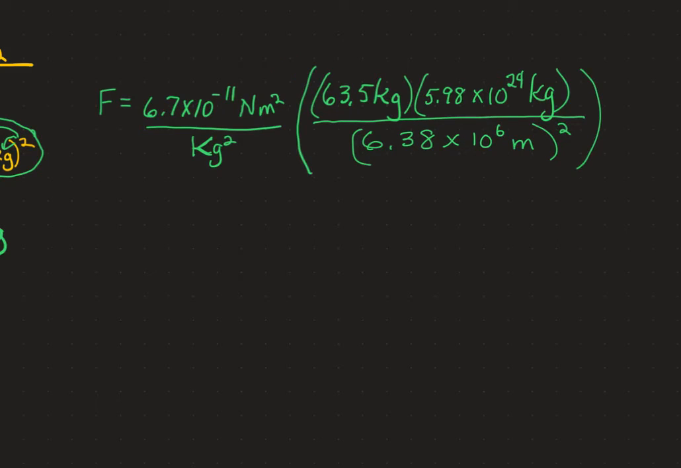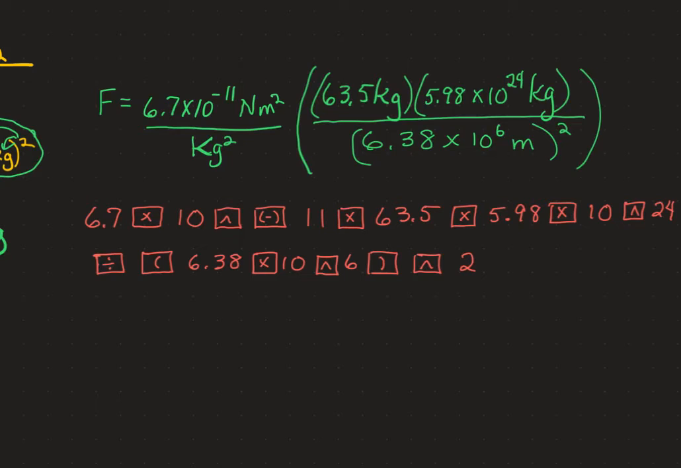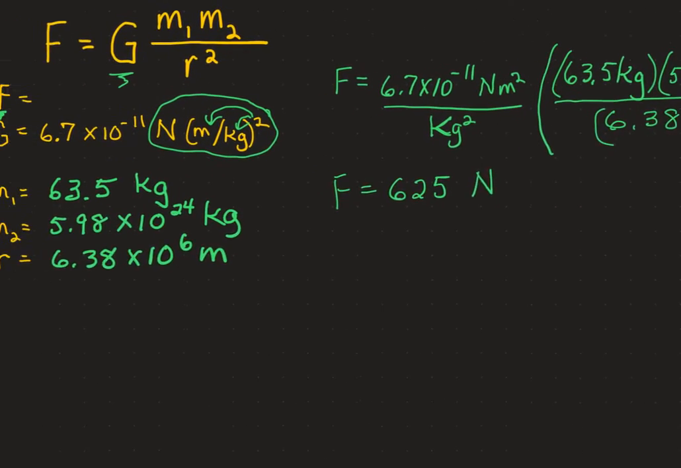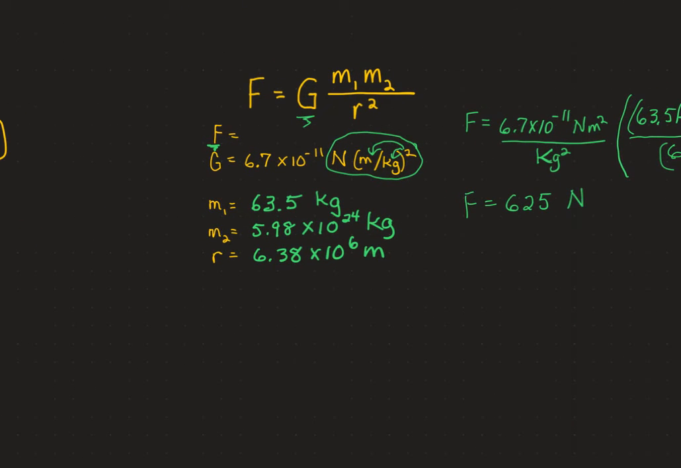I suggest you enter this into your calculator like this. I also suggest you pause the video now so you can enter this. And you should wind up with a force that equals 625 newtons, because all of the other units have canceled. And a newton is a unit of force, which is what you want when you're calculating the gravitational force on an object. So let's look at a different situation with this same formula.